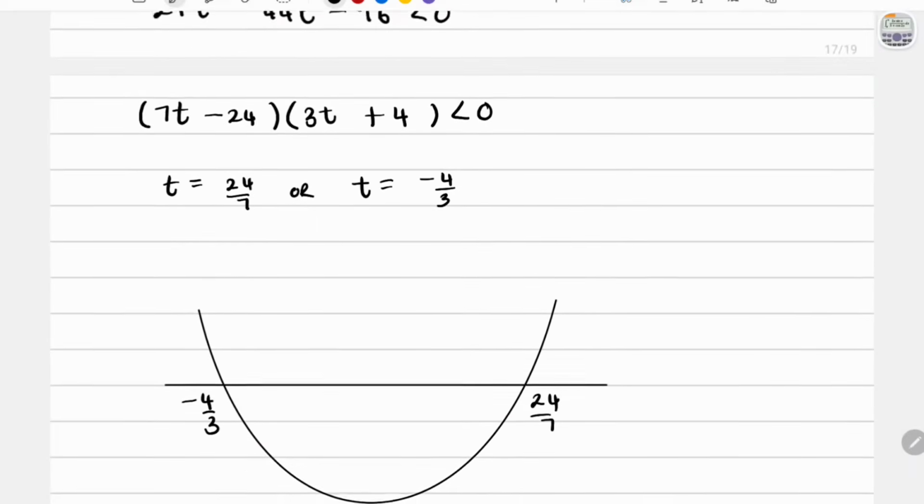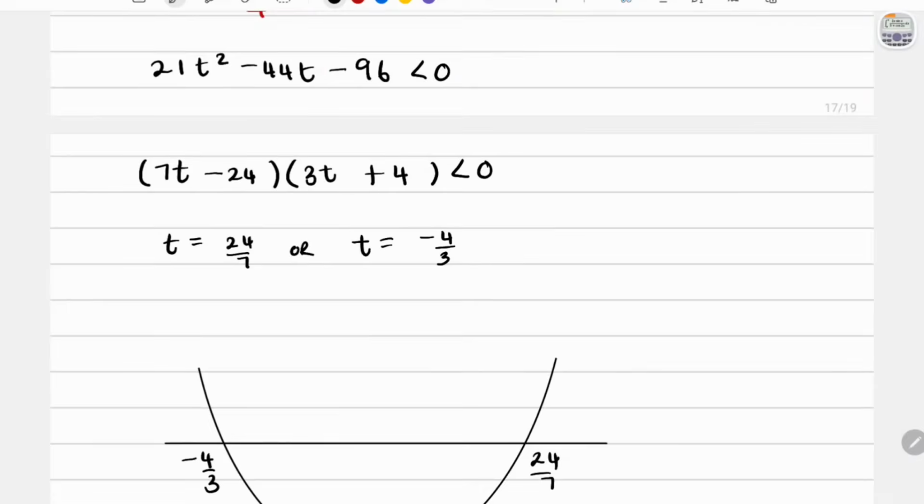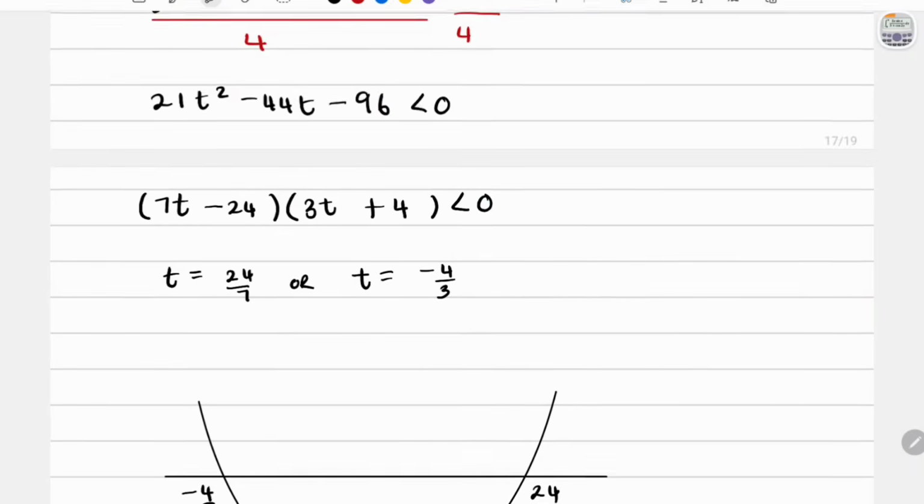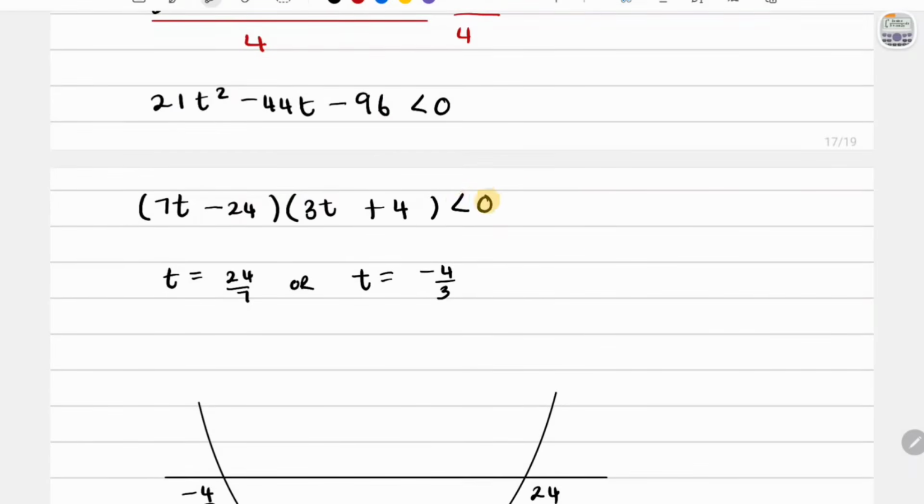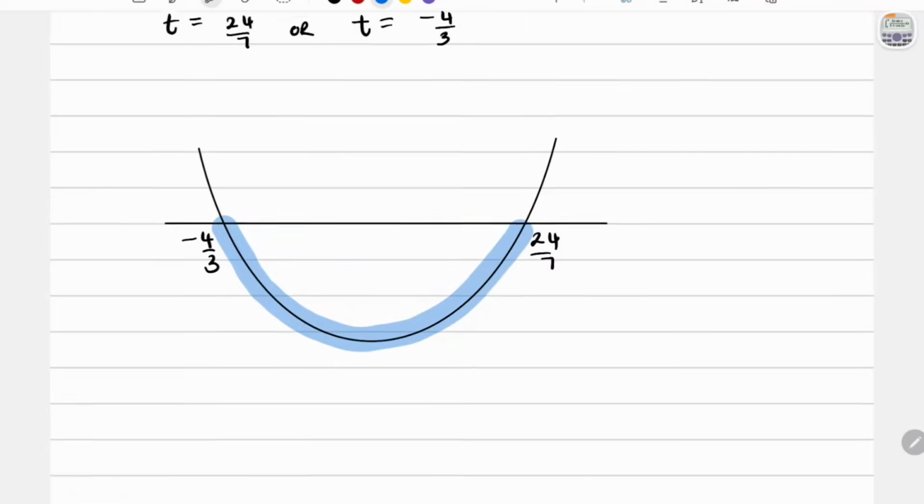So your inequality is asking for the values of t for which the y value is less than 0. When we ask for values that are greater than 0, so if you ever see greater than 0, you would take parts of the graph that are above the x-axis. And if they say less than 0, this would be parts of the graph below the x-axis. So clearly, because our inequality says that our expression needs to be less than 0, we're only going to focus on the parts of the graph that lie below the x-axis.